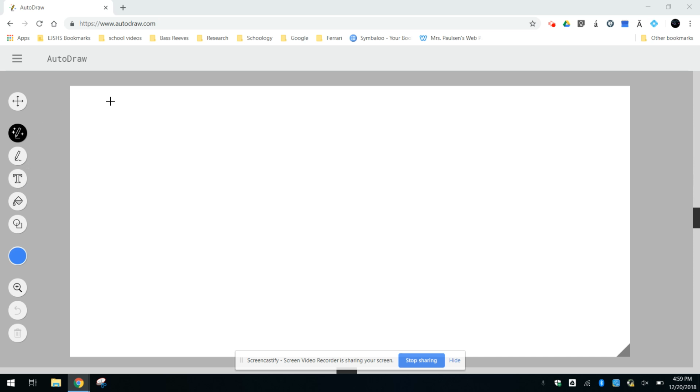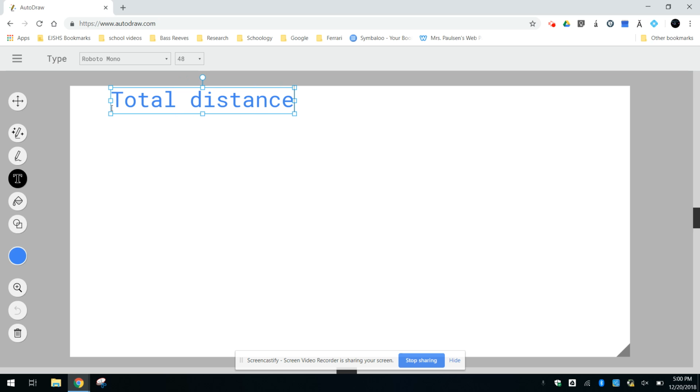Average speed is total distance over total time. Let's look at an example first.